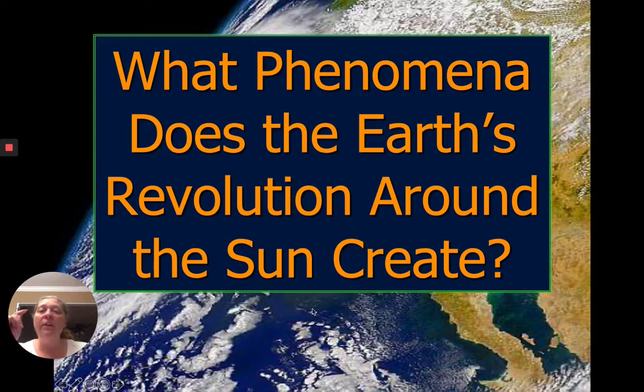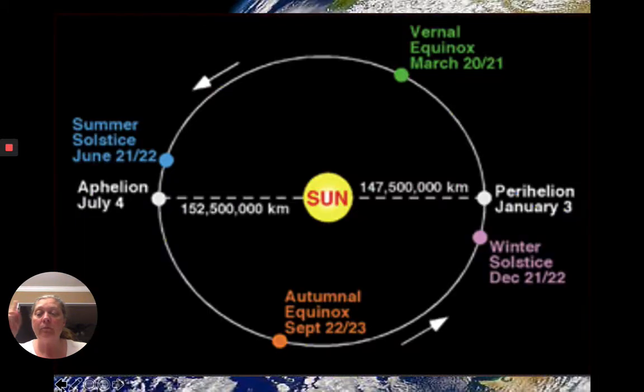So what phenomena does the Earth's revolution around the sun create? Oh, by the way, one more thing. Question, how many degrees are in a circle or an ellipse? How many degrees are in this circle or ellipse? 360. How many Earth days does it take for this Earth to go around the sun? 365. Okay. So 360 degrees in 365 days.